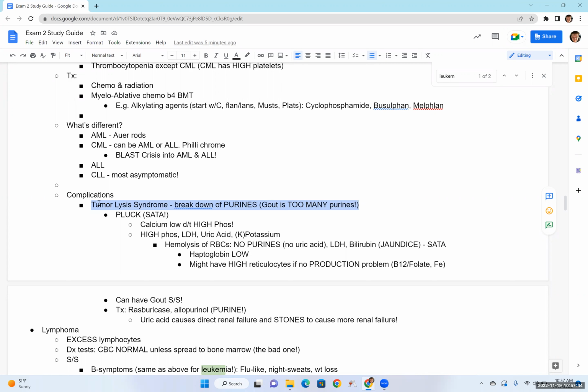But yes, that's a good idea to know the difference. And with tumor lysis syndrome, we have the acronym PLUCK, and PLUCK explains your labs. You can explain symptoms too, because if your uric acid is getting super, super high, what's that going to show? Gout, right? So you get gout symptoms with high uric acid. And also you get high potassium.